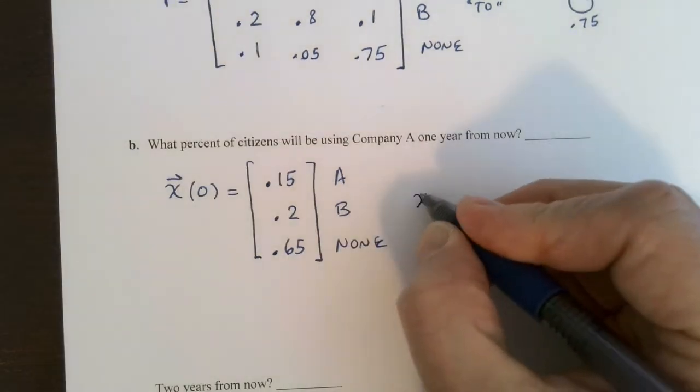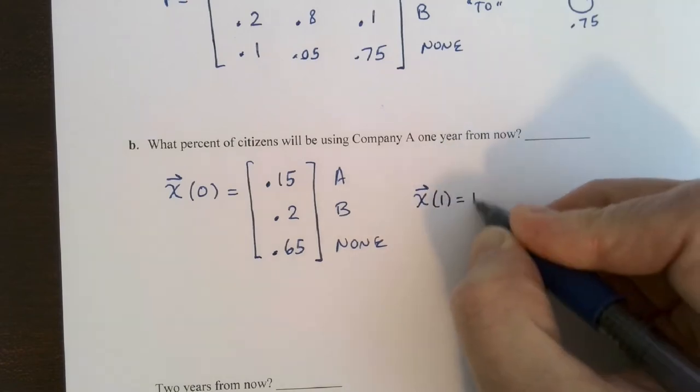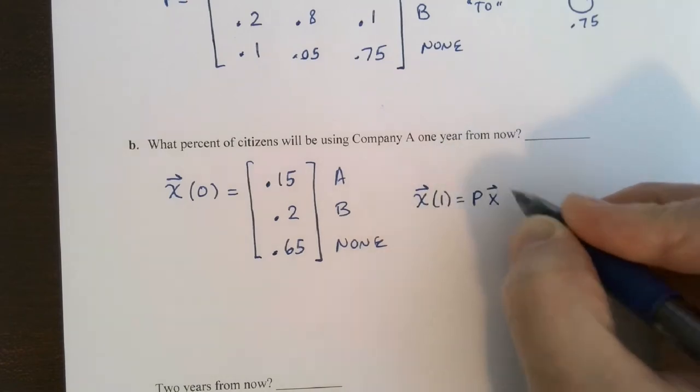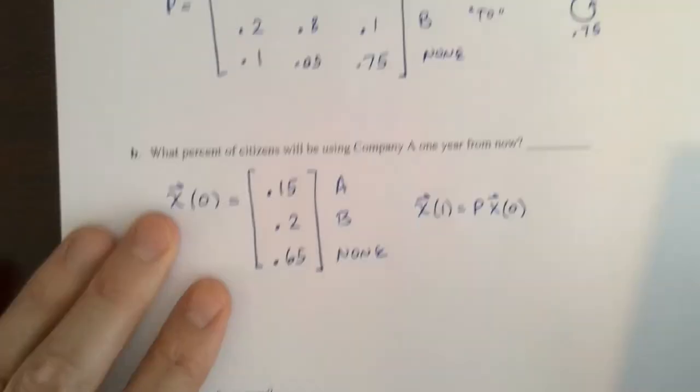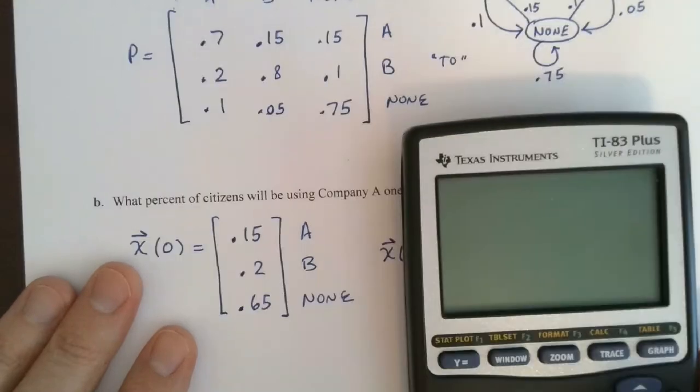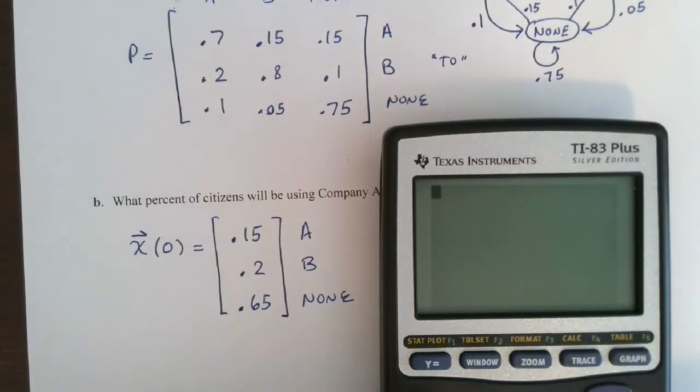So after 1 year, how do we find that? We multiply by this transition probabilities matrix. And let's do that in the calculator, shall we? So we go to matrix, edit. Matrix A will be my matrix P, which is 3 by 3. That's 0.7, 0.15, 0.15, 0.2, 0.8, 0.1, 0.1, 0.05, 0.75.